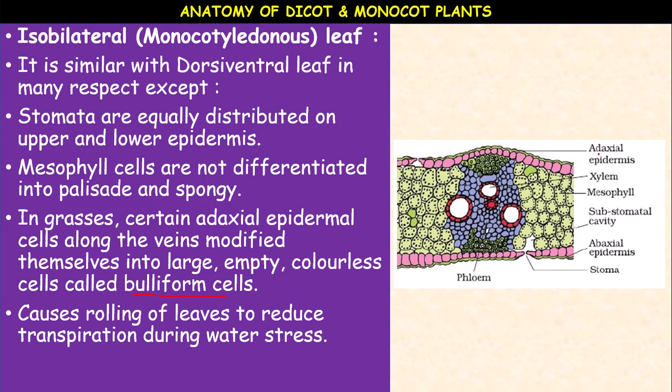Okay, you can see here. This is the adaxial upper epidermis region and this is the abaxial lower epidermis region. In both regions, as we discussed, the stomata are present on both surfaces. The mesophyll tissue is not differentiated into palisade and spongy parenchyma. Grass is an example you can take.